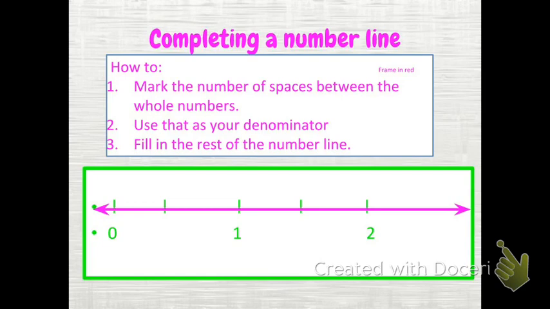1/2. 1/2, right? Okay, and it says use the number of spaces, 1, 2, as your denominator, and then you're going to use the number that you've crossed as your numerator. So we've gone through 1 out of 2. Write this on your paper.